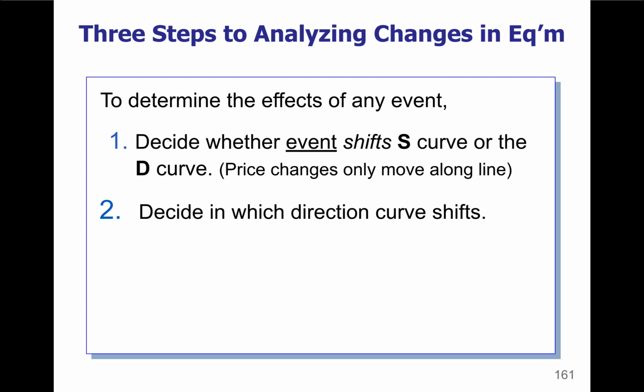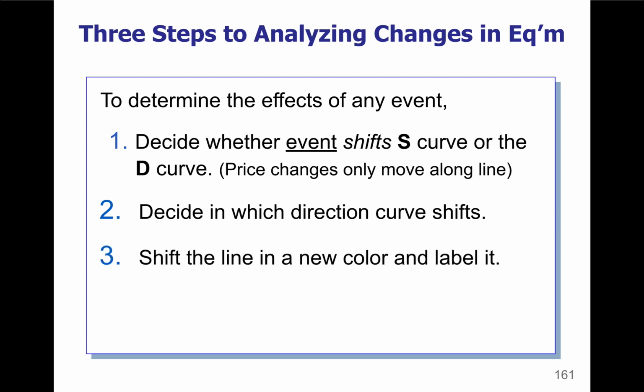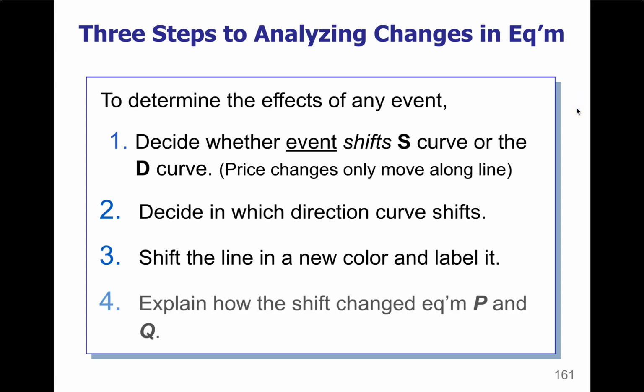Once you've shifted the line and you've labeled it properly, you can see what has happened to the new price and quantity. And ultimately, they'll probably have you explain why you picked that line, why you decided to increase it or decrease it, and what is the outcome. The outcome is how price and quantity changed. So when you went from price 1 to price 2, did that go up or down? And did the quantity from quantity 1 to quantity 2 go up or down?